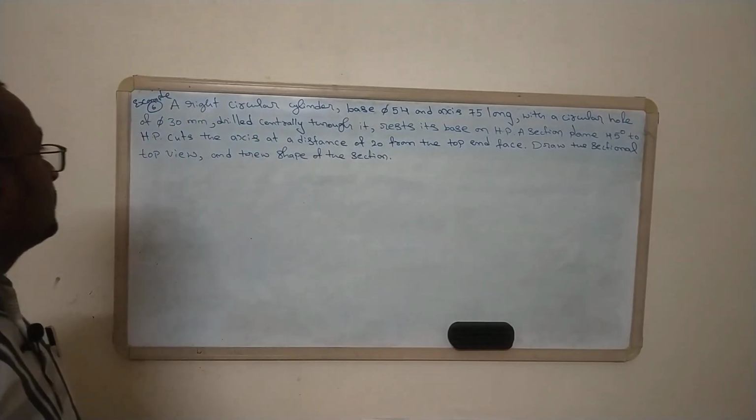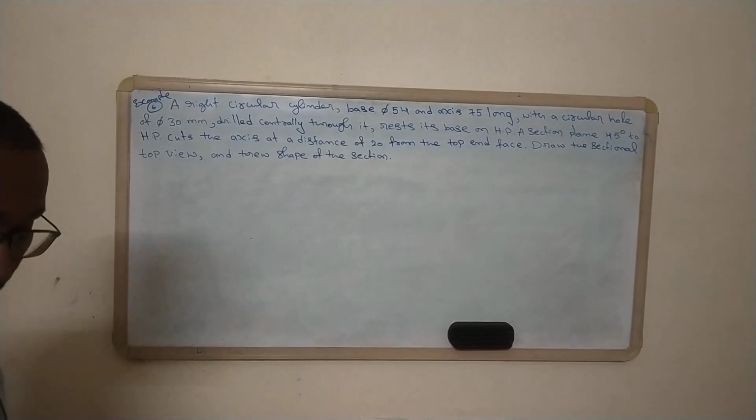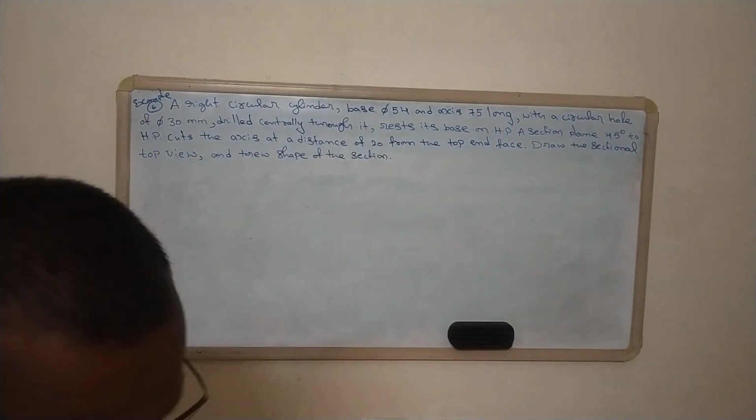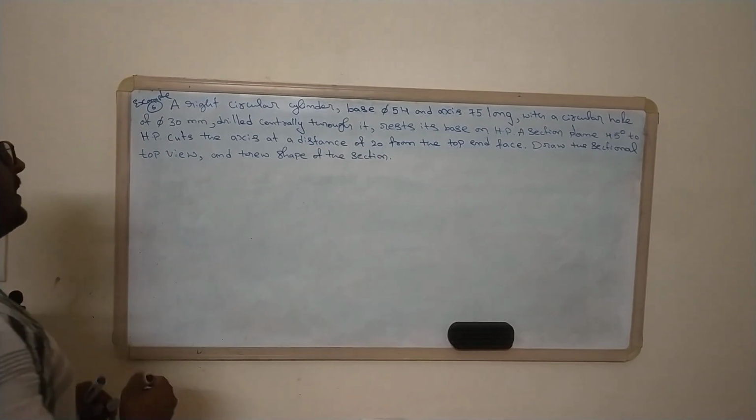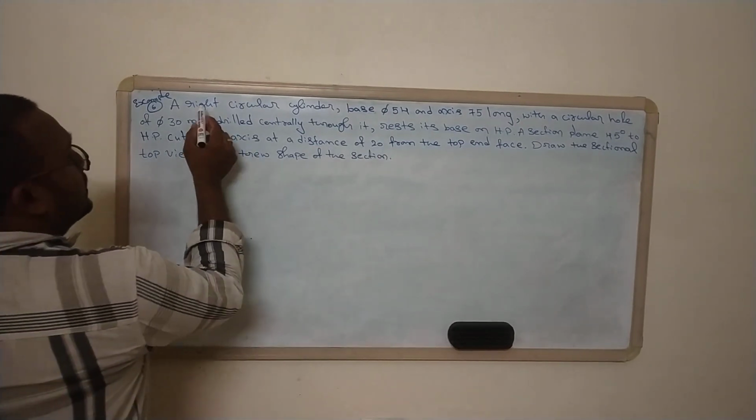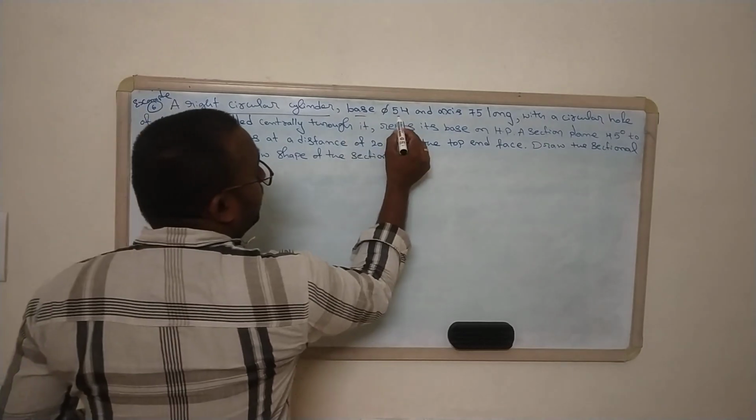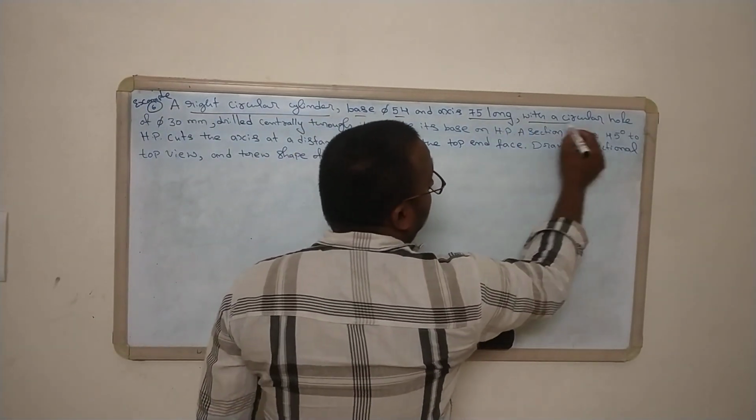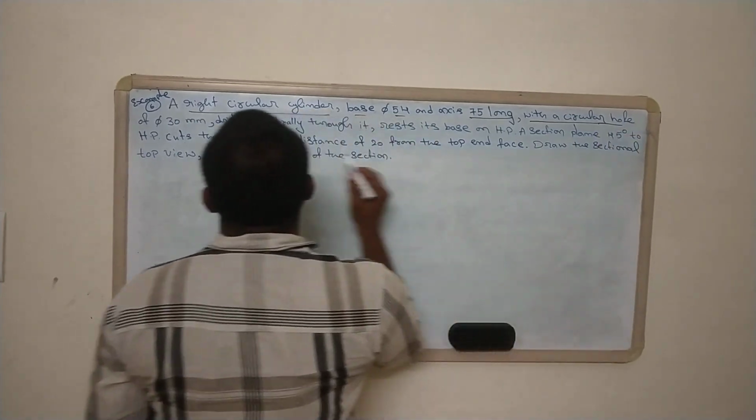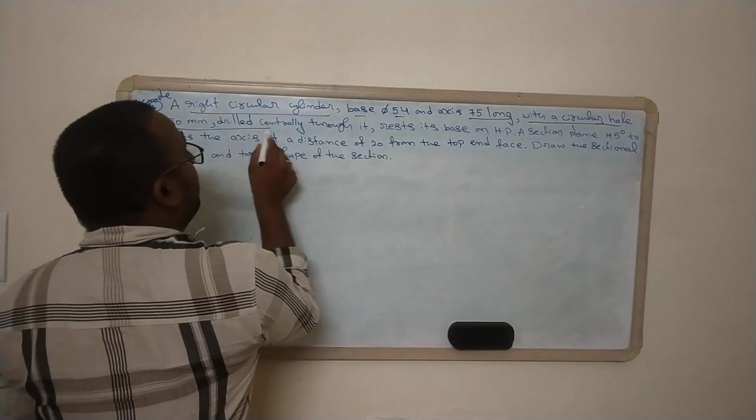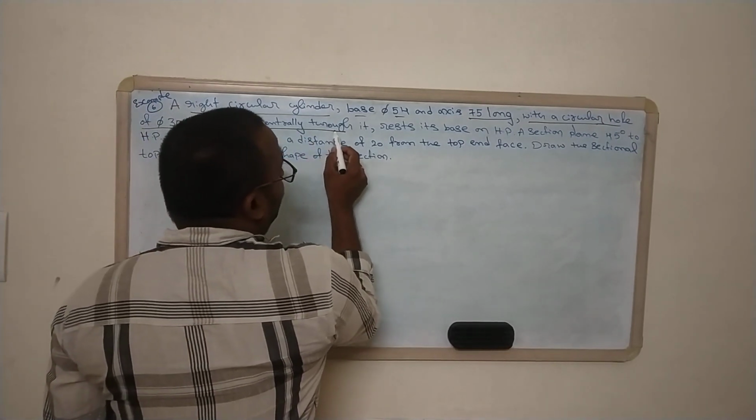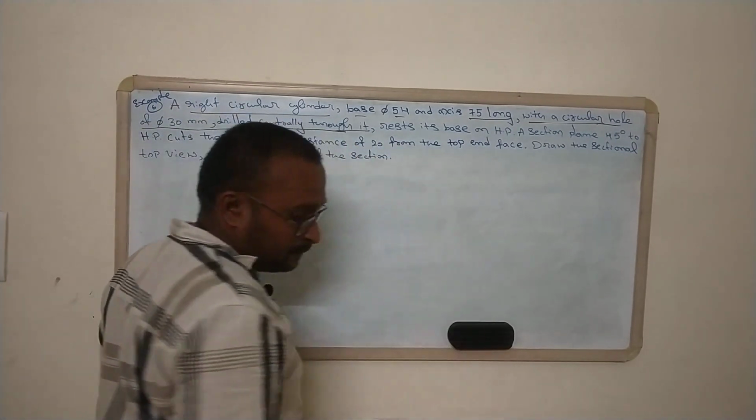Hello viewers. So here is one more problem on sections of solids. We can observe a right circular cylinder base of 54 mm diameter and 75 mm long with a circular hole of 30 mm diameter drilled through it.